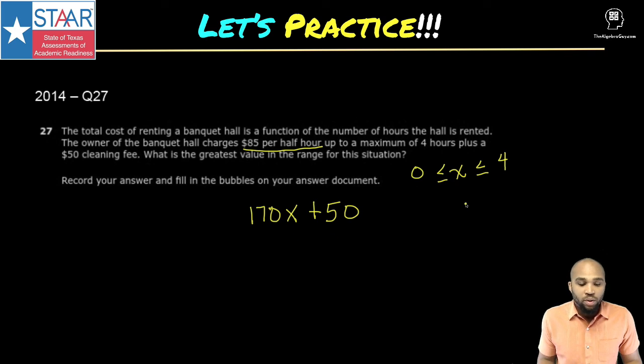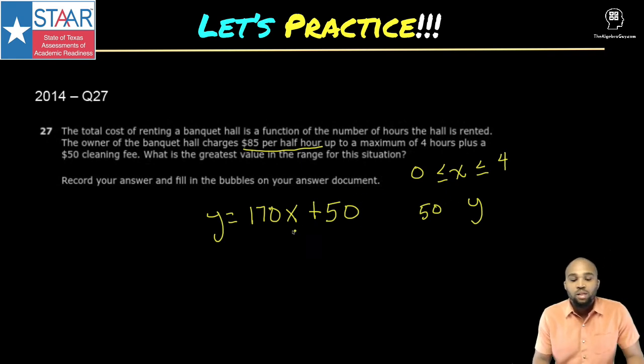So all I gotta do is put 0 here. If I put a 0 here for x, that's gonna give me 50. So let's put a y here, so you'll know this is a function. If I put a 0 here, it's 170 times 0, so it's just gonna be 50. We'll at least have to pay $50.